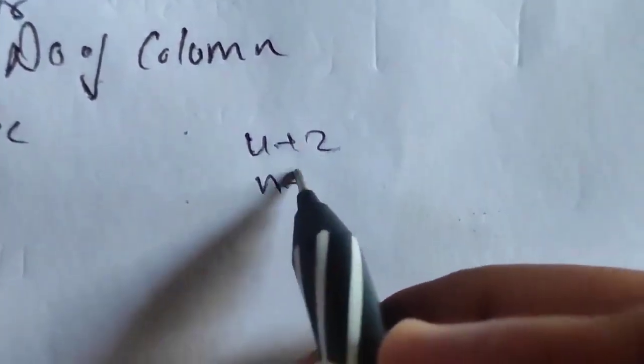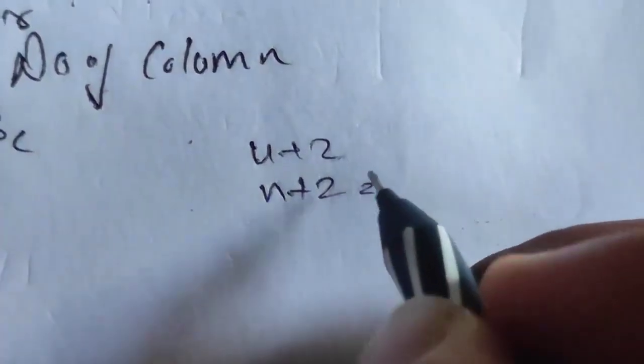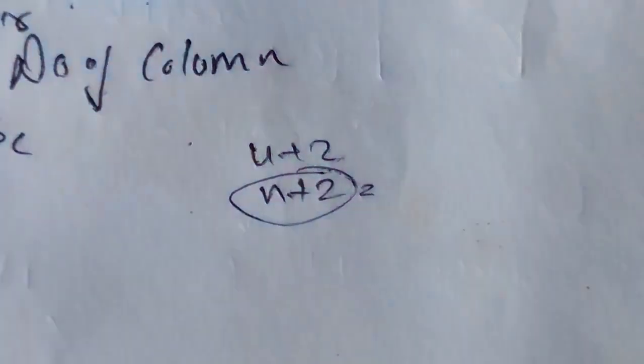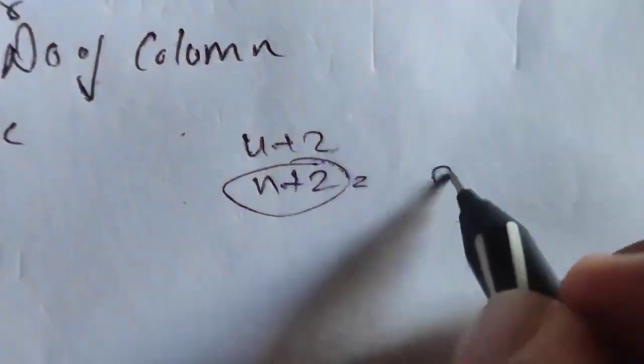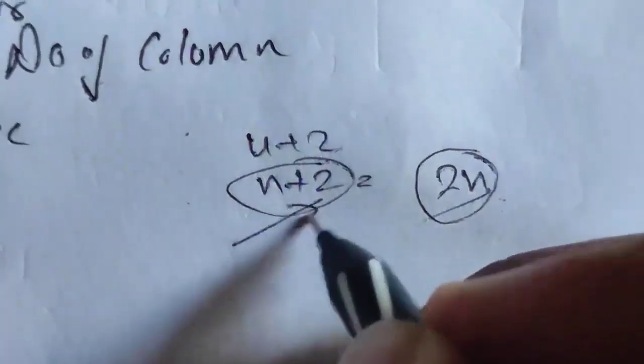General term means something that applies to most cases. For example, we say 4 plus 2, that is n plus 2. For example, any positive even number can be written as 2n. So this is the form of a general term.